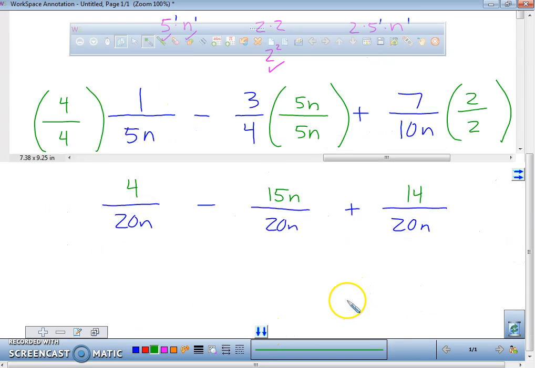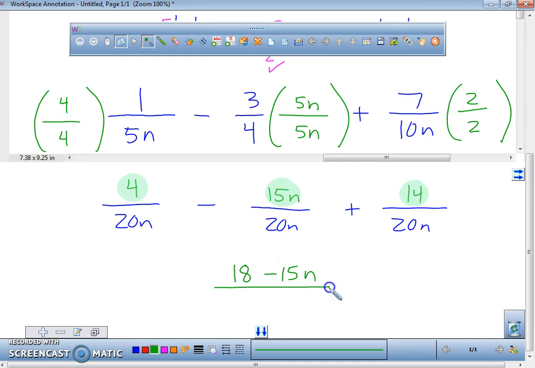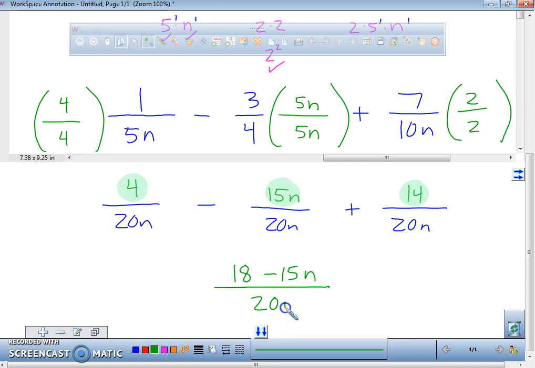Now I'm breathing a little bit easier, because now, look at all the denominators. They're all the same. Now we simply need to take the 4, the 15n, and the 14 and combine them together. The only numbers that can technically be combined are the 4 and the 14, which gets me a total of 18. That says minus a 15n, so we're going to put minus 15n all over the common denominator, which was our least common multiple, 20n. And this is your final answer.